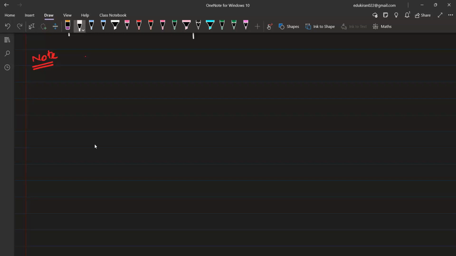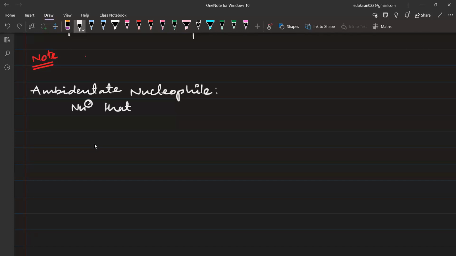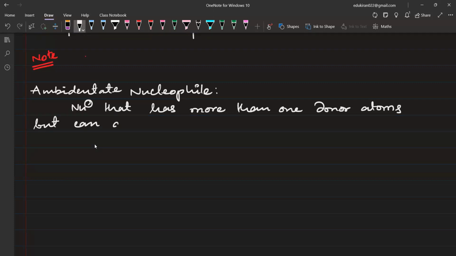Right, there is something known as ambidentate nucleophile. Please write: ambidentate nucleophile. What is ambidentate nucleophile? It is a nucleophile that has more than one donor atoms, but can attack by only one of them.